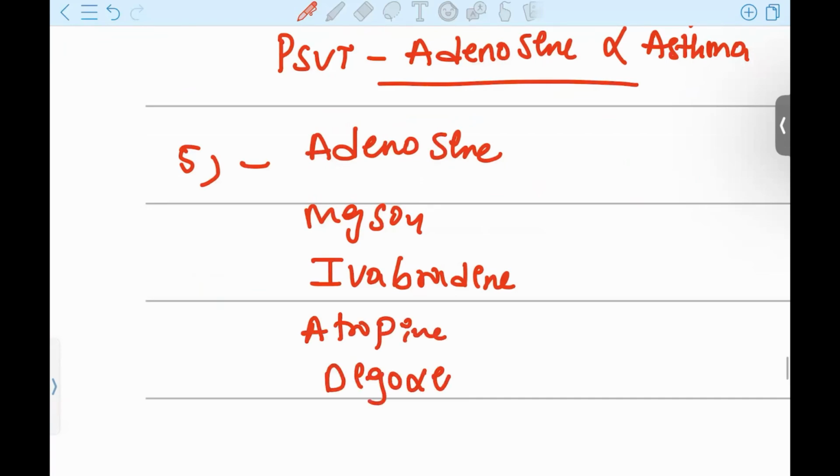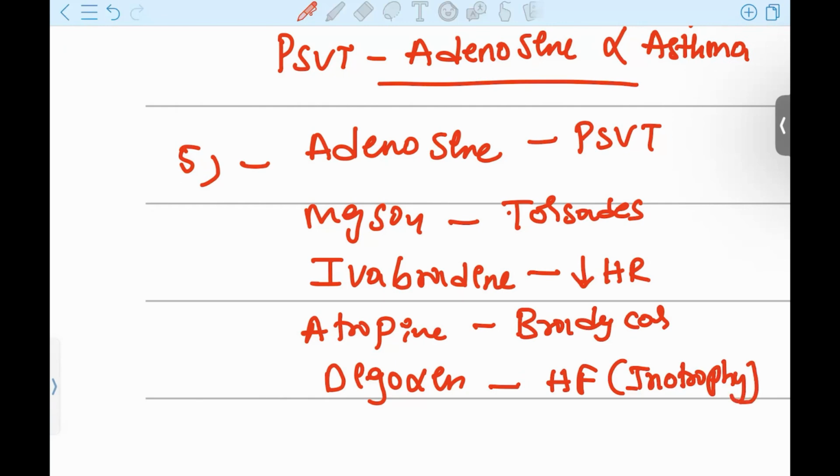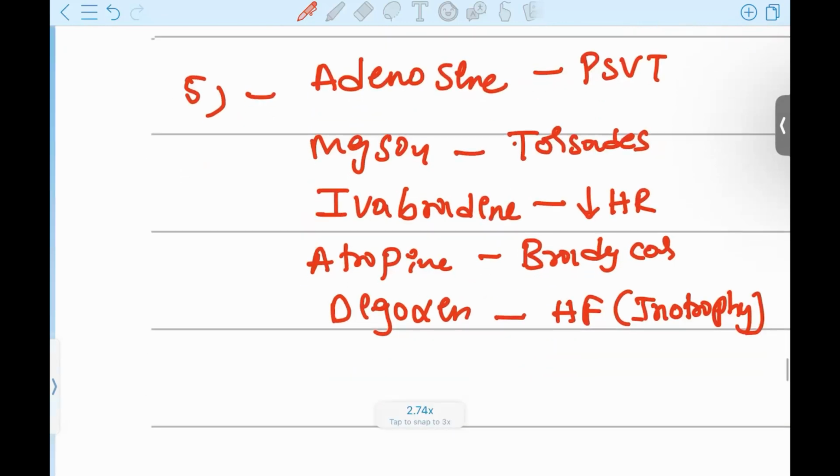And if you recall this, adenosine is used for the PSVT patient. Magnesium sulfate is used for the patients who are suffering from torsades. And ivabradine for patients who need a decreased heart rate. Atropine is used for the bradycardia patients. And digoxin will be used for heart failure through its inotropic mechanism. Okay, these are the drugs that we are going to use in multiple situations. That's why they are miscellaneous drugs.